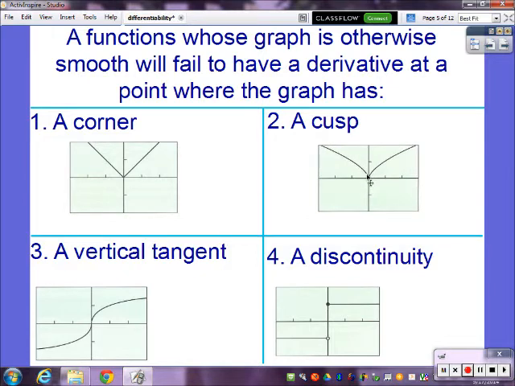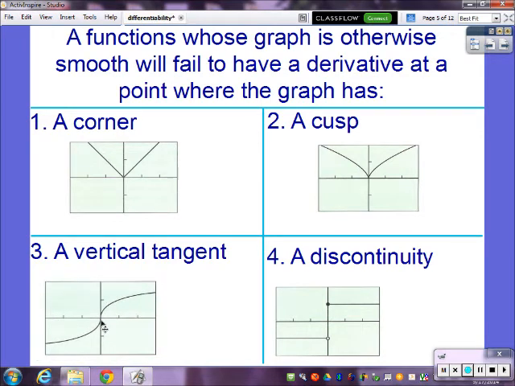For the second situation, we have a cusp, and it's pretty much the same situation as the corner. It's just that instead of being two straight lines, we have these curves here. So we call it a cusp instead of a corner. Same situation though. Approaching from the left, I would have a negative slope. Approaching from the right, it's a positive slope. So at x equals 0, there would be no derivative. I would say it's not differentiable at x equals 0.